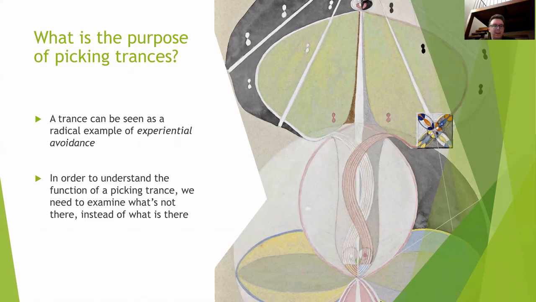So why is it that we have skin picking trances? A trance can be seen as a radical example of something we call experiential avoidance in acceptance and commitment therapy. So what is experiential avoidance, you might ask? It's a type of behavior, I guess we can call it a defense mechanism, where you employ certain behaviors and strategies and actions in order to avoid experiences that you have difficulties coping with.